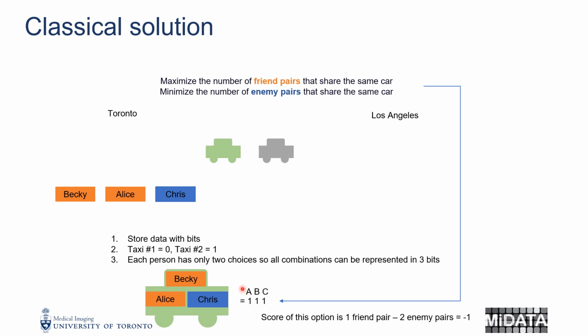Here in this case, we'll say Alice is A, Becky is B, and Chris is C, and they're all sharing the same vehicle. If you were to calculate the score of this particular pairing, there's one friend pair and 2 enemy pairs in that car. So the score of this pairing is -1.